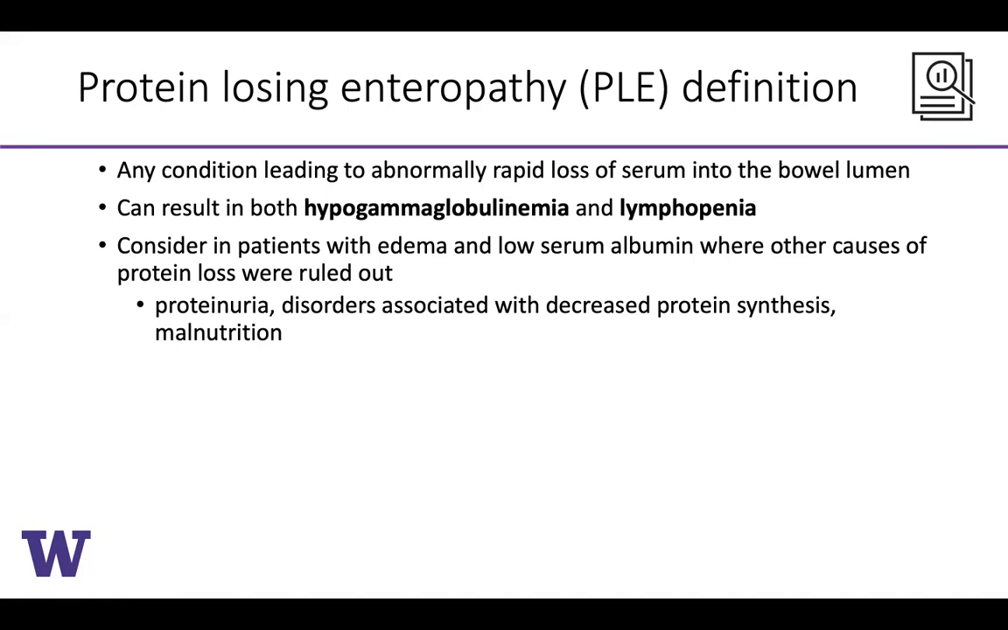So the definition of that is any condition leading to abnormally rapid loss of serum into the bowel lumen that can result in both hypogammaglobulinemia, but also lymphopenia. And so it can be considered in patients who have edema, low serum albumin, and where all other causes of protein loss were ruled out, such as proteinuria, malnutrition, etc.